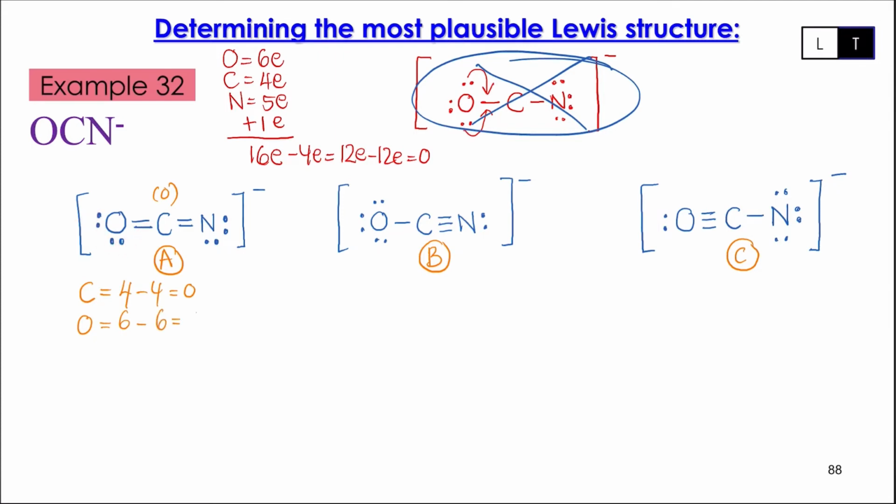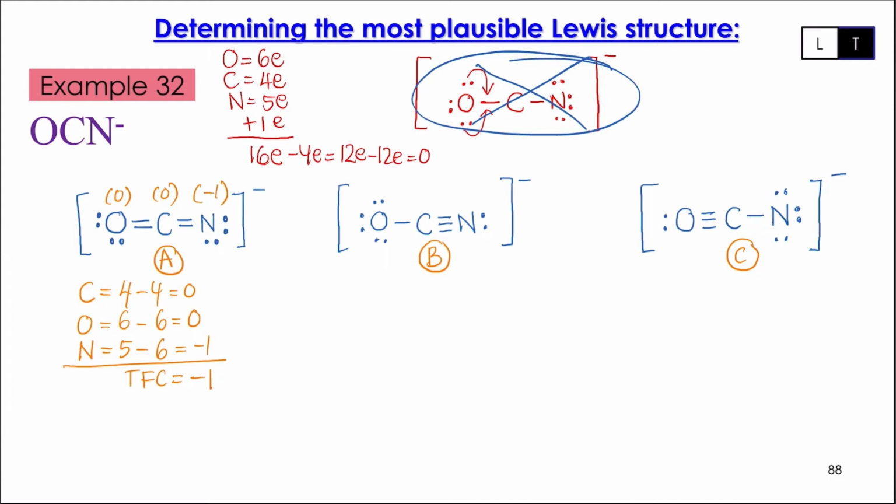6 items, 0. And then nitrogen, saya ada 5 valence electrons minus with 4 dots plus 2 lines, so ada 6 items, negative 1. So total formal charge saya adalah negative 1. Seperti mana charge untuk OCN minus is negative 1. Jangan lupa label untuk oksigen O 0 dan untuk nitrogen negative 1.